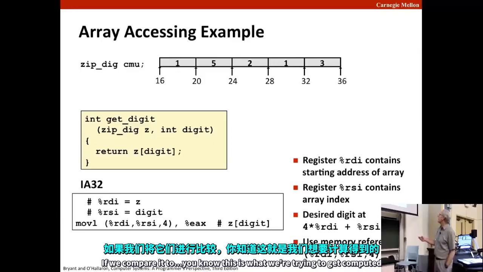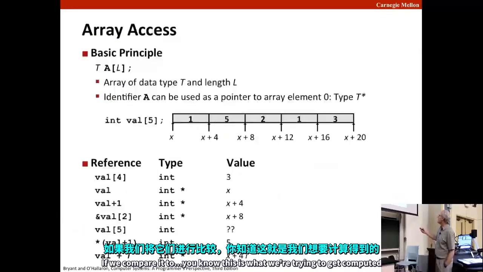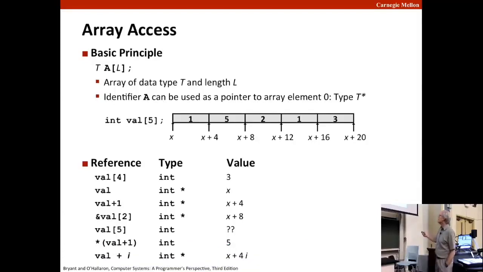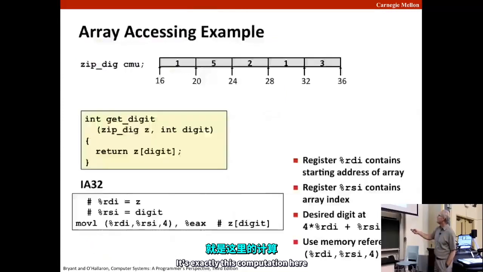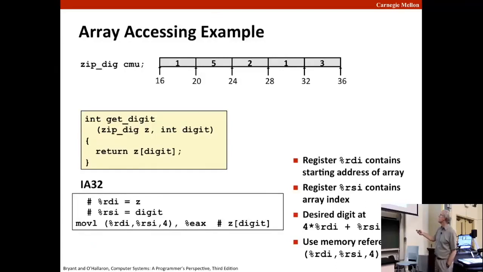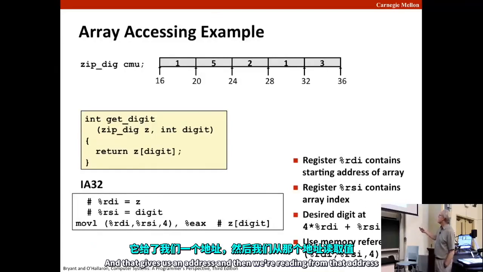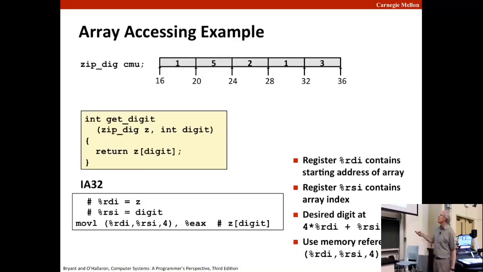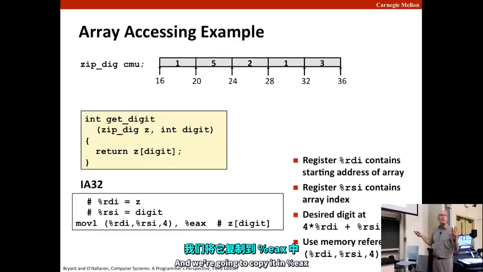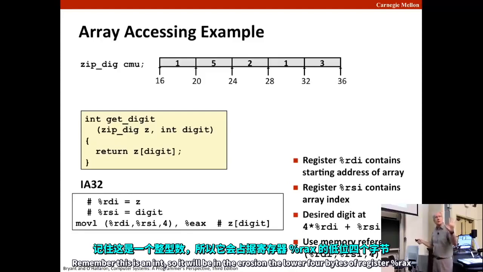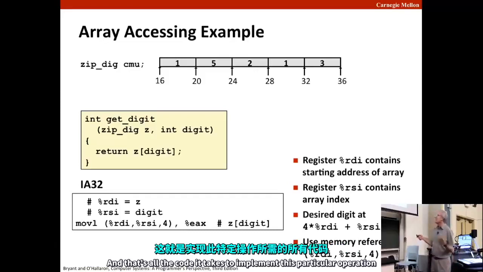If we compare it to this, this is what we're trying to get computed. It's exactly this computation here. And that gives us an address. And then we're reading from that address and copying it into EAX. Remember, this is an int, so it will be in the E version, the lower 4 bytes of register RAX. And that's all the code it takes to implement this particular operation.